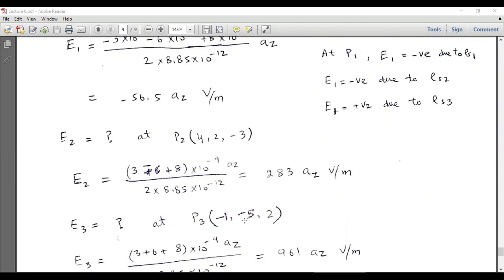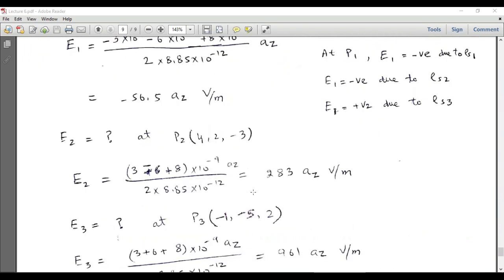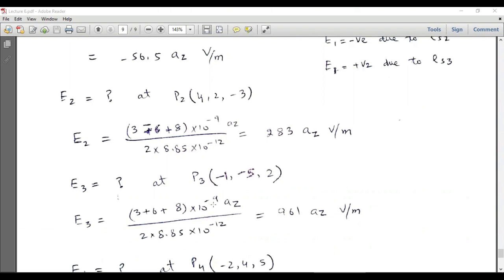Similarly, the third point lies at minus 1, minus 5, 2. So this point will be lying somewhere here above the second sheet of charge. So at this point, the electric field due to this sheet will be positive. So 3, and due to this sheet, it will also be positive. So it will be used as 6, and due to this sheet, it will also be positive. So it will be plus 8. So I have used 3 plus 6 plus 8 divided by 2 epsilon, and 961 AZ volts per meter is the final answer.